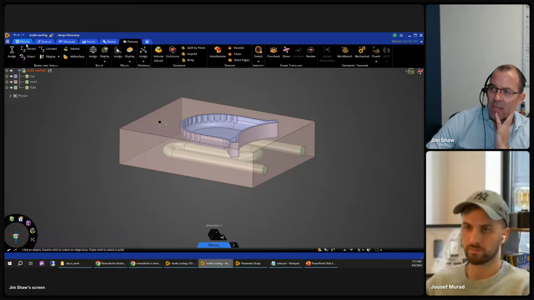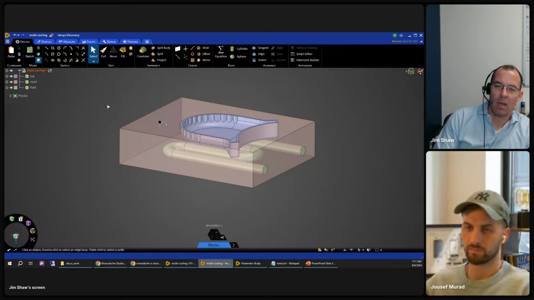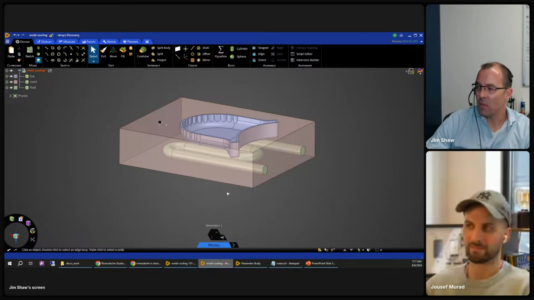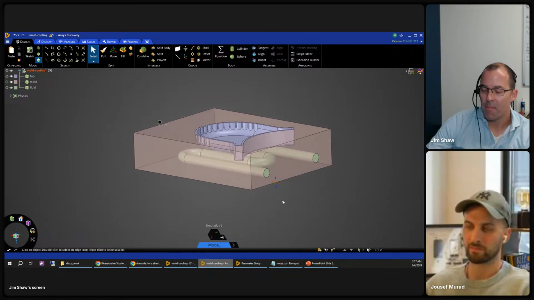So this CAD design tool can actually do everything you need to do, short of meshing, short of actually solving the problem. So this gives you, hopefully, an idea of some of the geometry that we pulled in here.